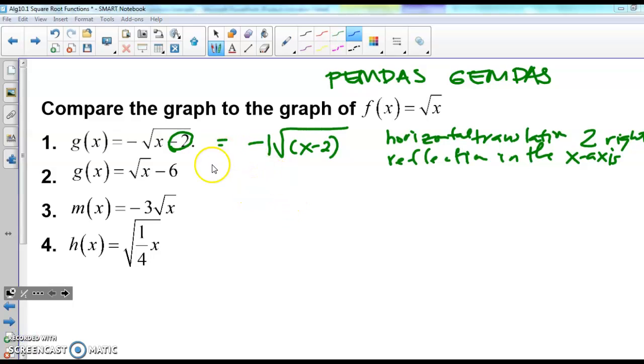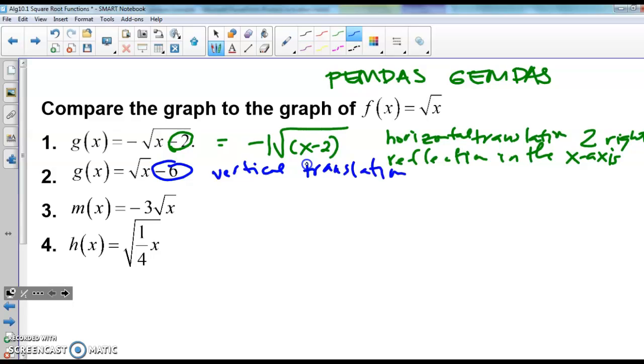For the second one, you have square root of x and then -6. That's outside the radical sign. If it's outside, it's a vertical transformation, right? So it's a vertical translation. If it's vertical, we follow the sign. Since it's -6, we go 6 down.